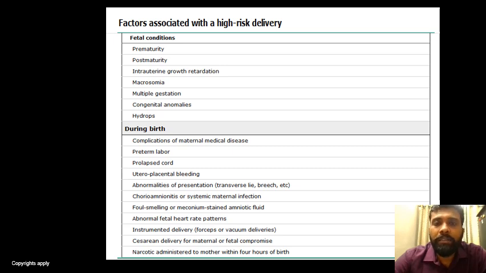Now coming to the fetal conditions which are associated with the high risk delivery, first and foremost is prematurity, post maturity also, intrauterine growth restriction, macrosomia, multiple gestation, and of course during birth complications of maternal medical disease can happen. Preterm labor, prolapse cord, uteroplacental bleeding, anomalies of presentation. Then there is sepsis such as chorioamnionitis, instrumental delivery, narcotics administered to mothers within hours prior to birth, CS delivery for fetal compromise. Okay, such things are associated with a high risk delivery where neonatal resuscitation is much more probable.